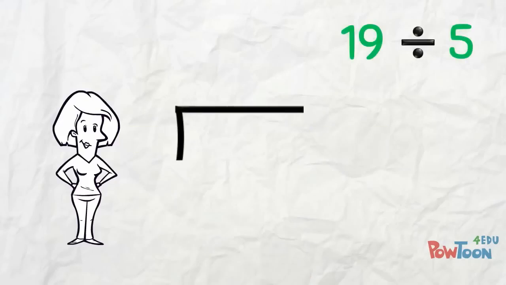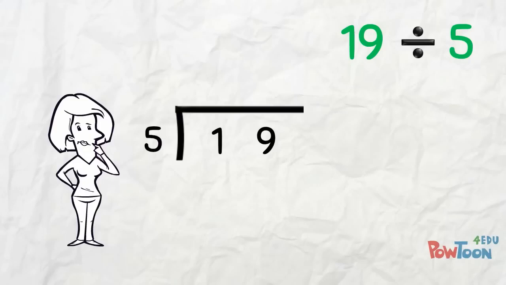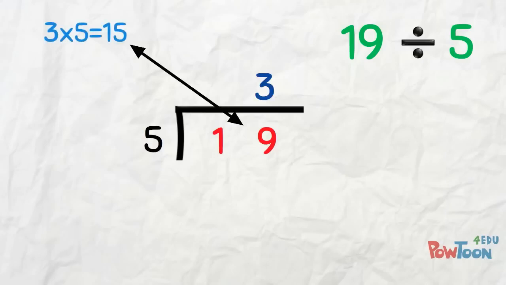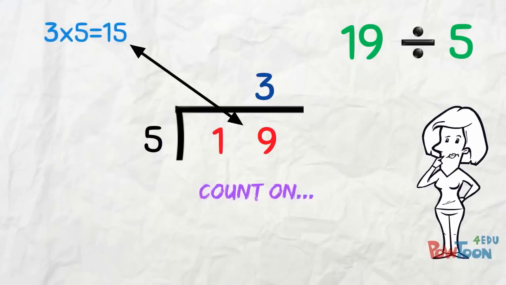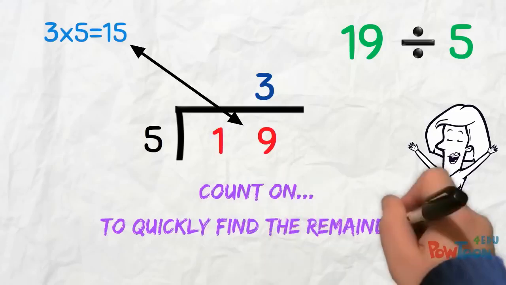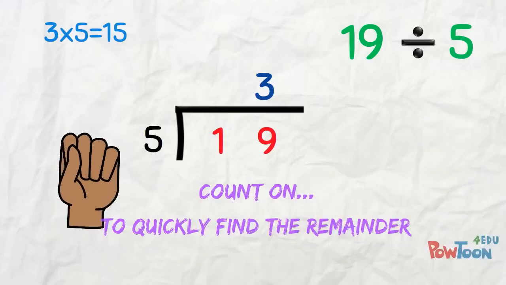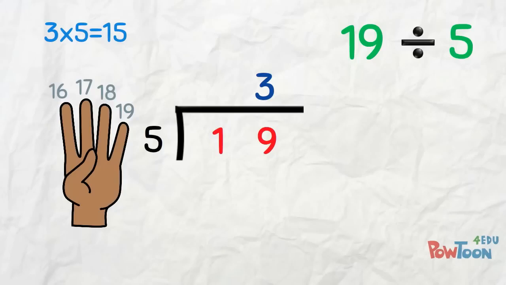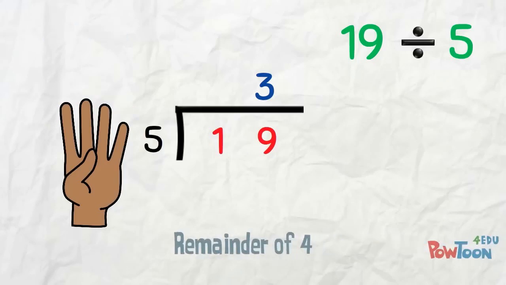I'm going to take you through all my thinking as I work out the division problem. There are no 5s in 1, so how many 5s in 19? If you know your 5 times table, you know 3 5s are 15. There's a remainder here. If we count on from 15 to 19, we can quickly find the remainder. So, 16, 17, 18, 19. I counted on 4 to get to 19. That's a remainder of 4.